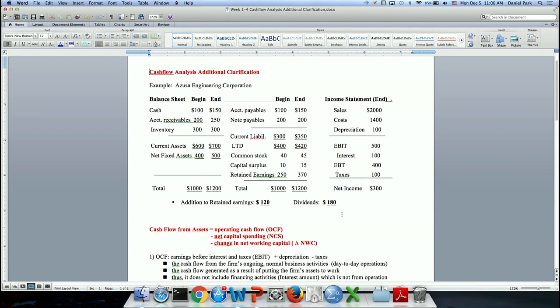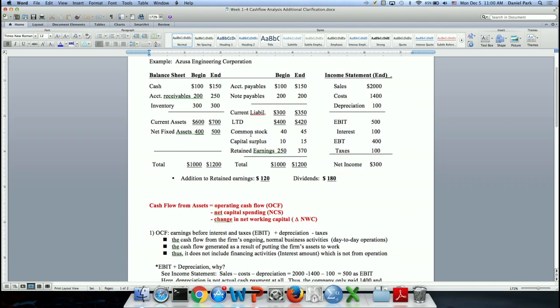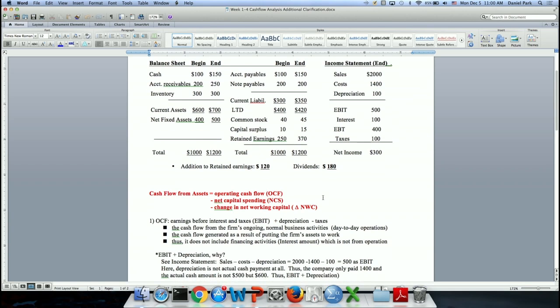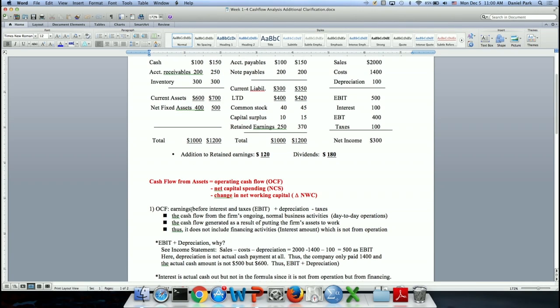Okay, this is an additional file to clarify the cash flow formula. We're going to use the same numbers as in your notes. So we have the end of the year and beginning of the year balance sheet information, and the income statement. So first item, operating cash flow.